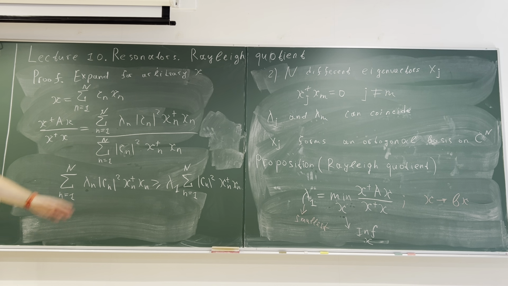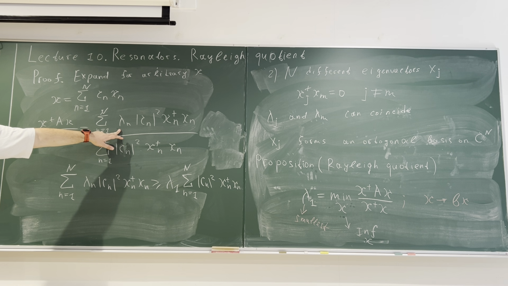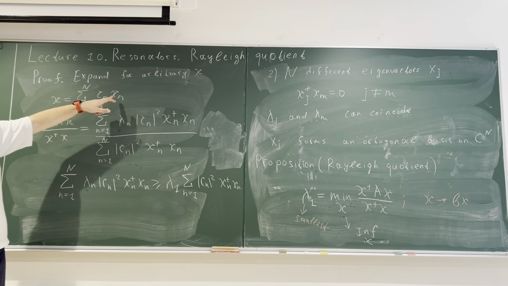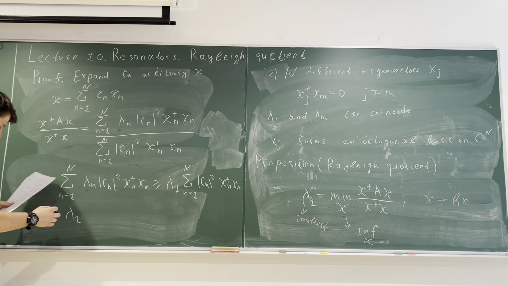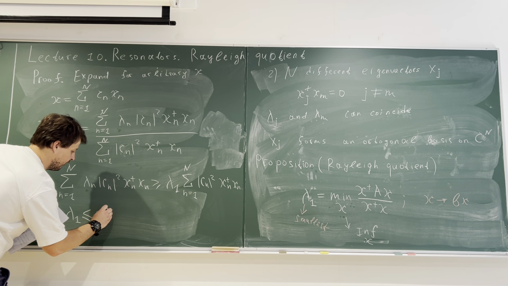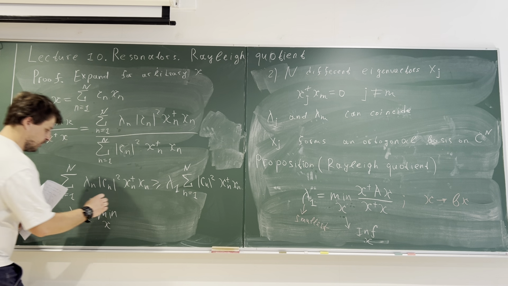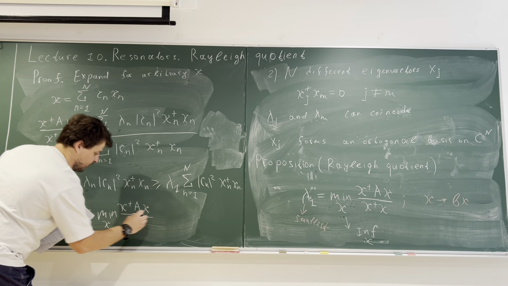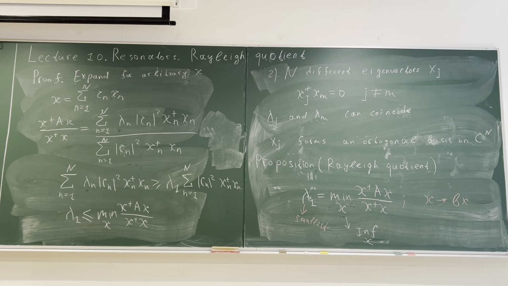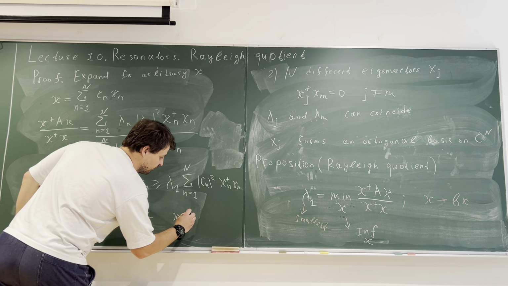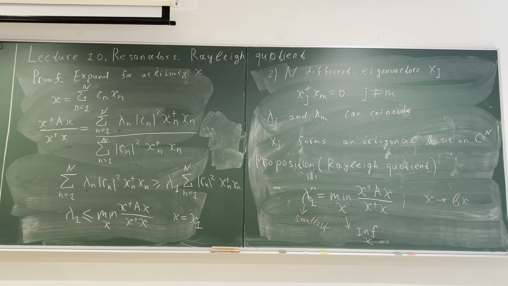Thus if we substitute this estimate here, but do you understand why we have this one? We just expand, then we apply A here, and A xn gives us lambda n xn. Thus we get from this one this. This is the Rayleigh inequality, and to finish the proof, we just notice that we get the equality when x is equal to x1. What is it?